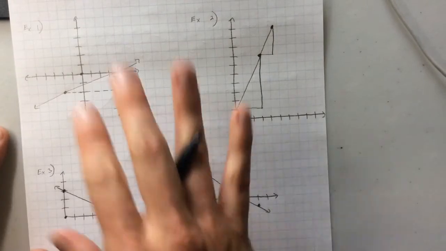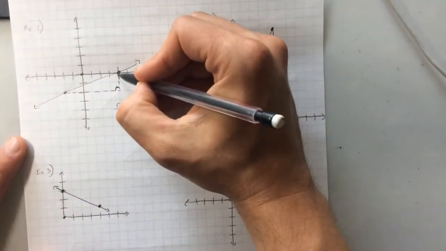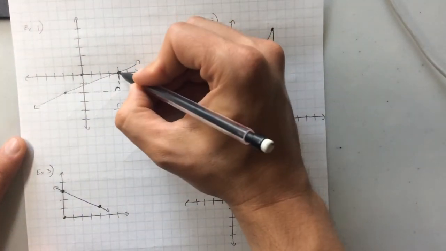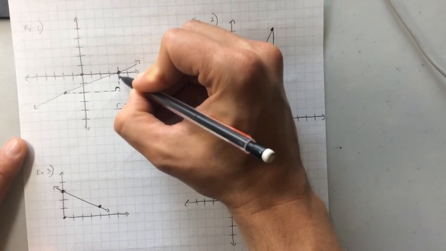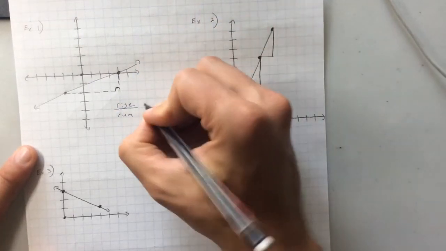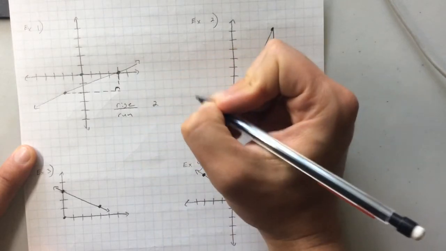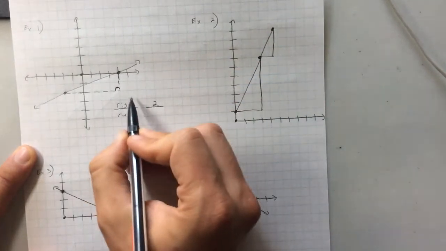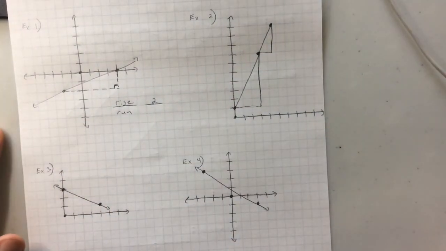But rise means to go up and down. So the line that's going up and down is this one right here. And so if I'm at this point, I'm going down 1, 2. So my rise is going to be 2.